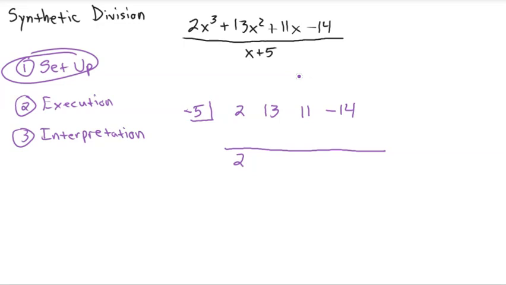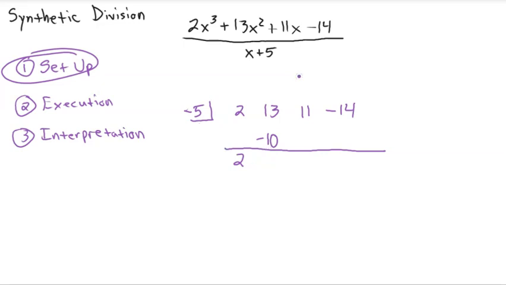The next thing you're going to do is multiply this number times the number in the half box. So we're going to do 2 times negative 5, and then put it above the line in the next column over. So we take the 2, multiply it by the negative 5, and put it right there. 2 times negative 5 is negative 10, and we put it right there. Negative 10. There we go.